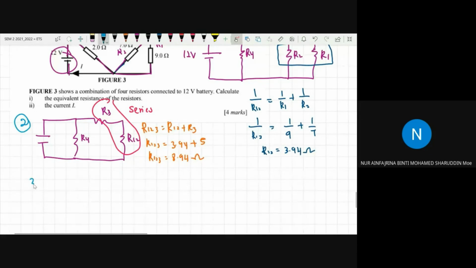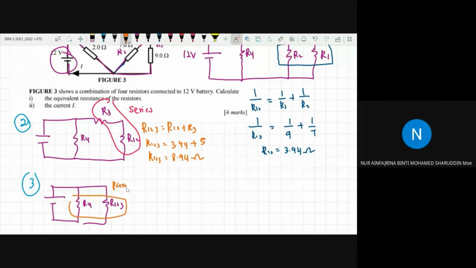Okay, so the third diagram. So this is the final one. Kita nak combinekan dia. So lukis je, tengok macam mana Miss lukis. Tak cantik pun. So this is your untuk R4 you. Dan ini bila kita dah gabung, dia akan jadi parallel dekat sini. So R123, R4. So last dia, dua ini adalah parallel.